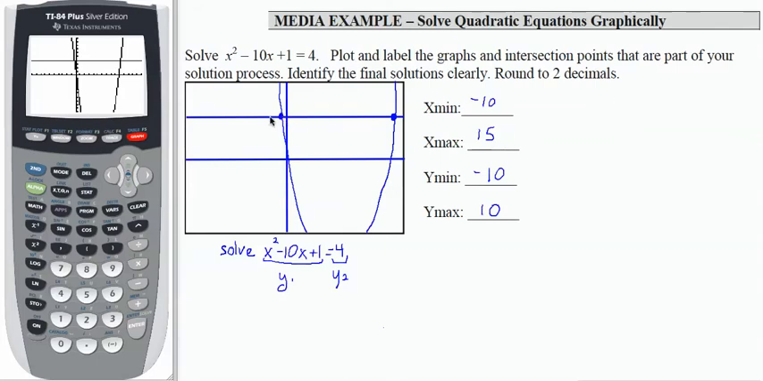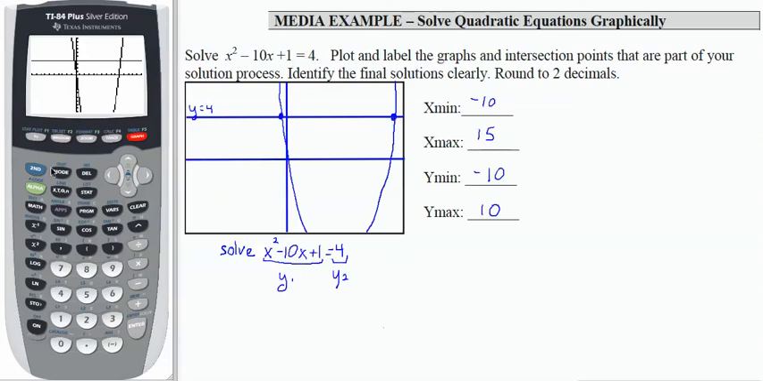So this is the line y equals 4. This is our y2, this part right here. And then here is our quadratic part, our y1, or x squared minus 10x plus 1. And they're intersecting here and here. And we want to find out what the x values are of those intersections, because those x values will be our solution to the given equation.